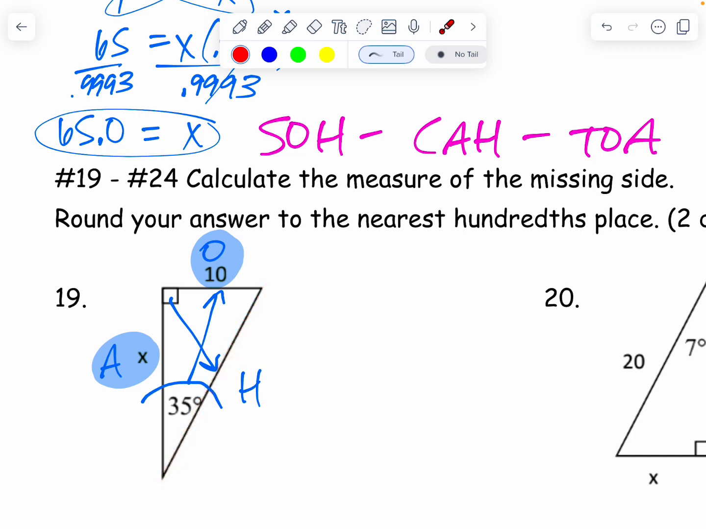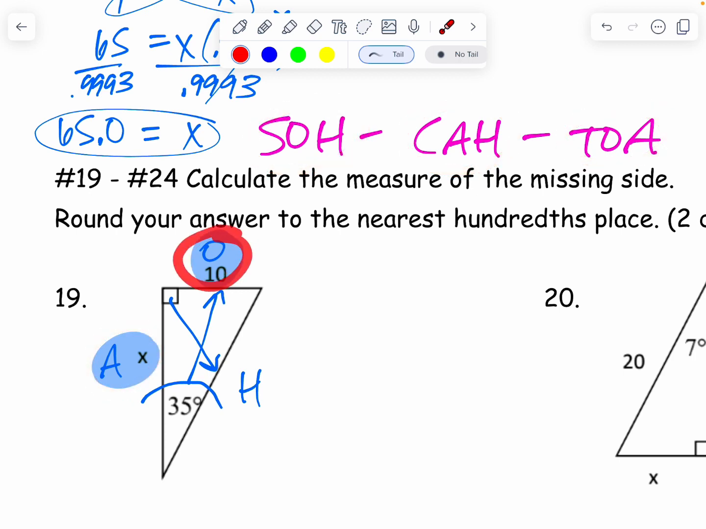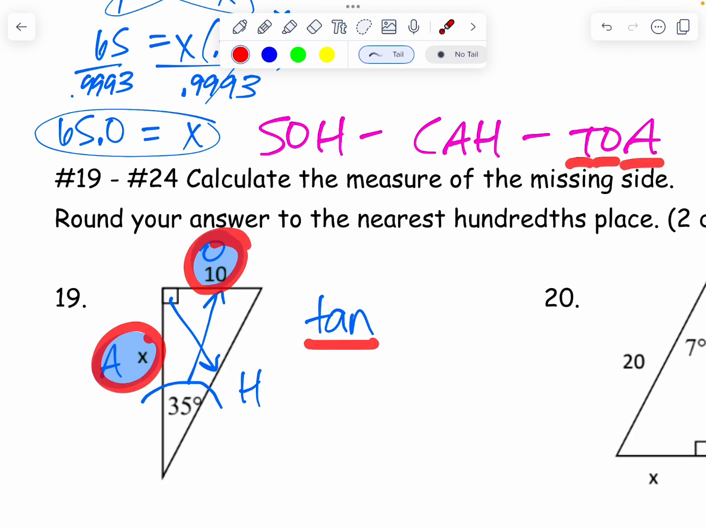But I have to decide which of these three categories uses O and A. It looks like O and A are right here. That tells me in the calculator I'm going to use the tan button. Hardest part of these problems is deciding which button do I use. I'm using tan because I have a number with the O and I'm solving for the A side. T-O-A. You have to find the combo that uses those two letters.